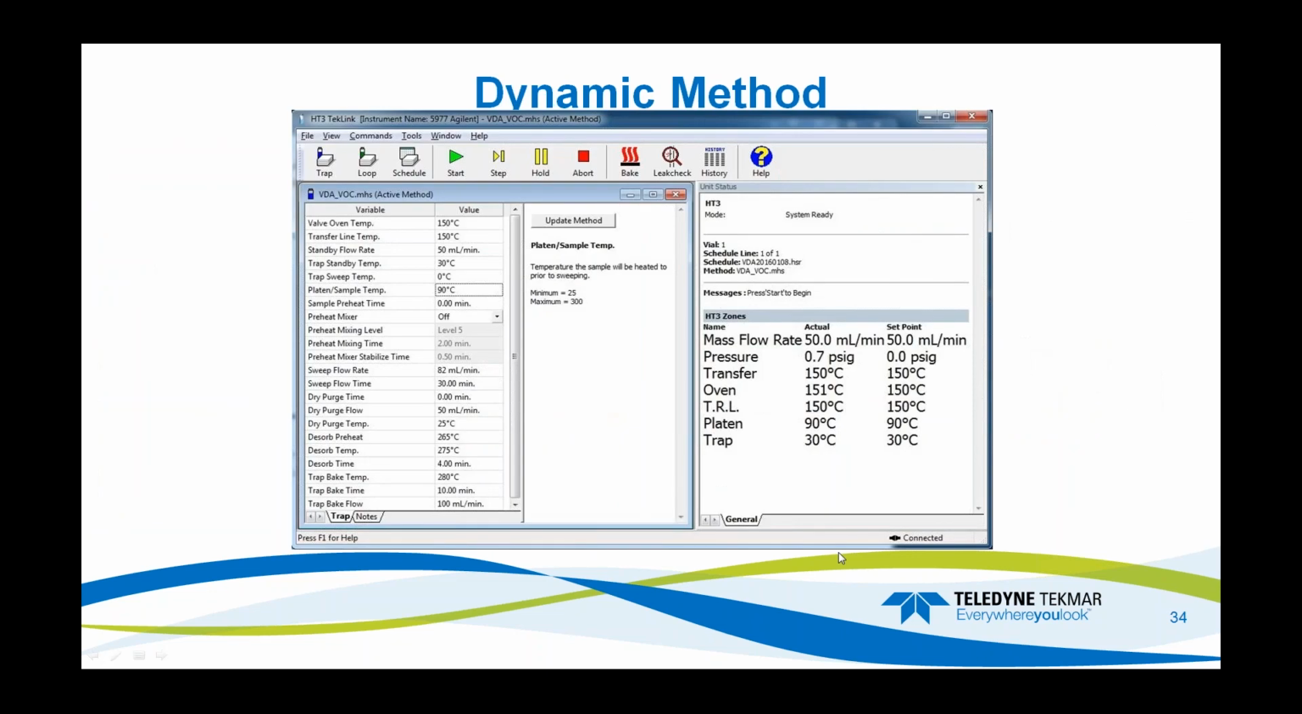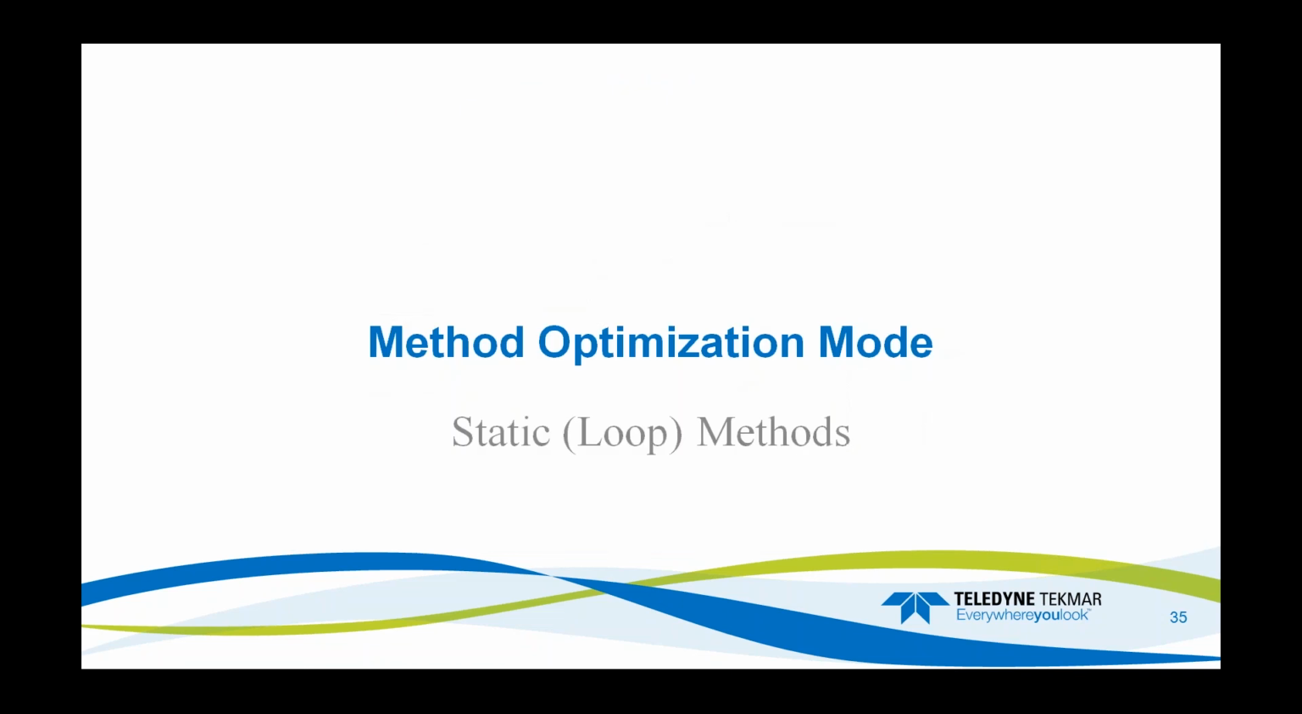Again, with the trap, because we have more parameters, it'll tell you what the transfer line temperature is, the oven temperature. What is the trap temperature? So you can see the trap is heating up or not. And that'll become important when we talk a little bit about the maintenance, or the system tips and tricks.